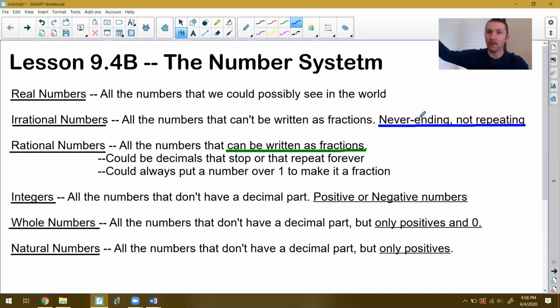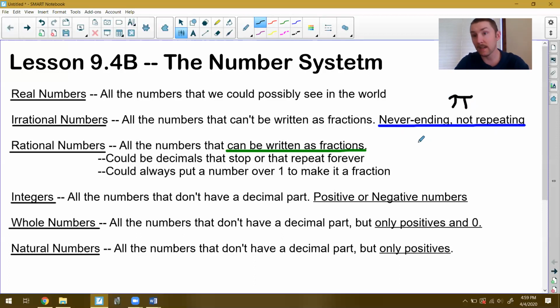It just goes forever, dot, dot, dot. And it doesn't ever repeat. There's not like 3, 4, 5, 3, 4, 5 forever. It's just a random collection of digits that go on and on forever. So some examples of irrational numbers. Well, one that you might be familiar with, possibly, would be this number right here.